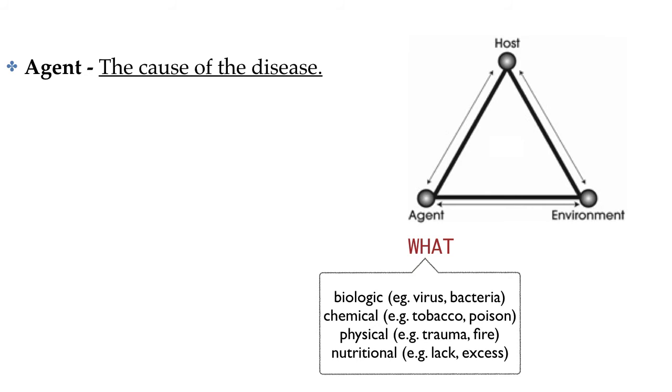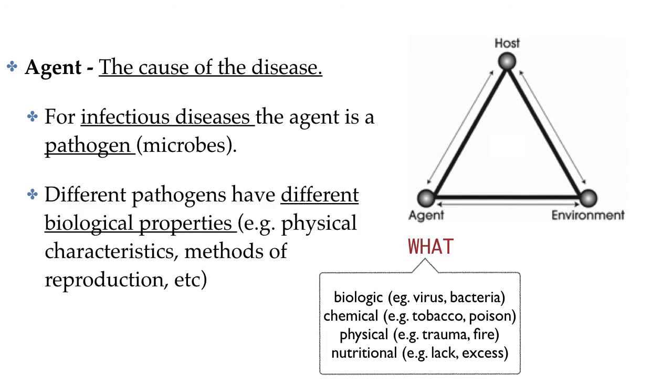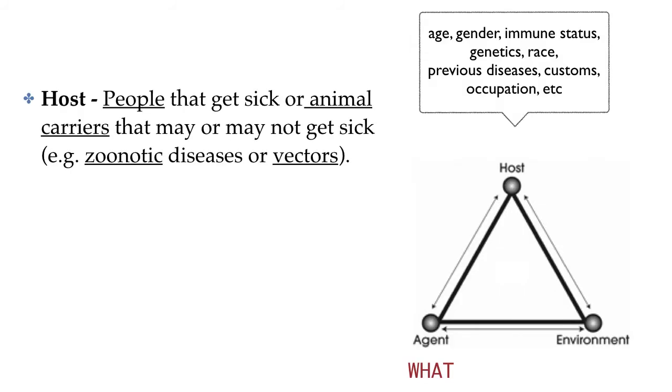So the agent is the cause of the disease. It doesn't always have to be a living thing. For infectious diseases, though, the agent is always going to be a pathogen, usually a microbe, but different pathogens can have different biological properties. Those are the things that need to be studied, like how long do they survive? What type of genetic material do they have, and so on? How do they reproduce?